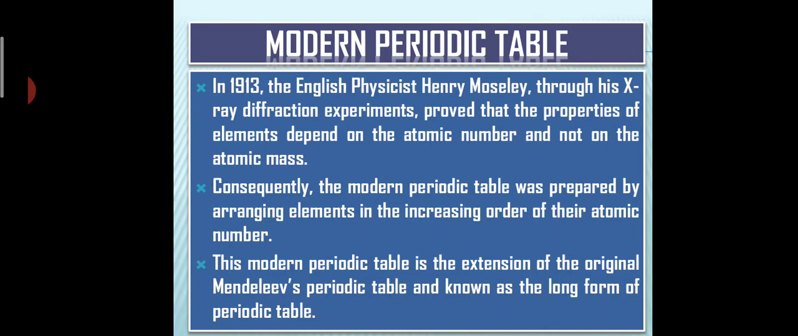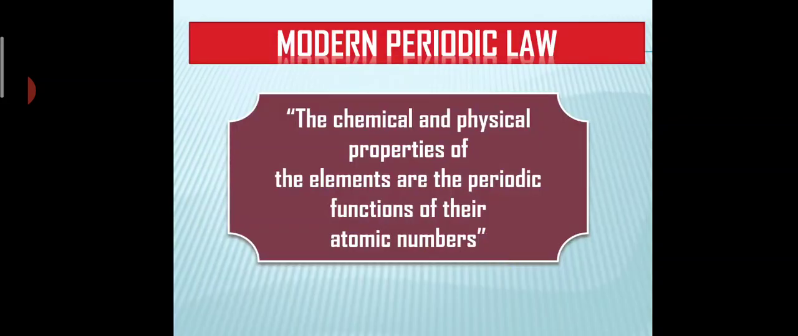So what is he doing? This Henry Moseley, he is not completely starting from the beginning. He is taking Mendeleev's periodic table and working to extend that correctly. He is calling it the long form of periodic table. So questions may be asked like this. Modern periodic table was discovered by Henry Moseley. Modern periodic table is also called the long form of periodic table.